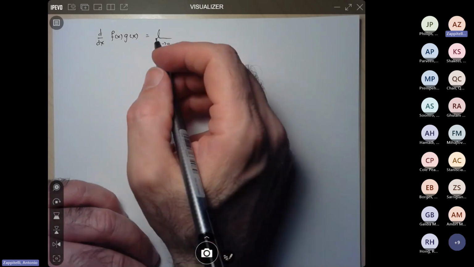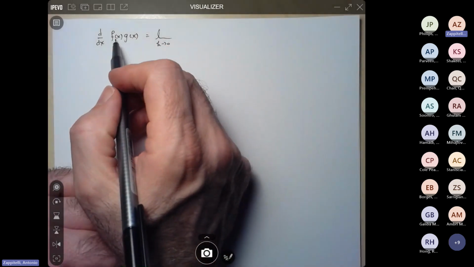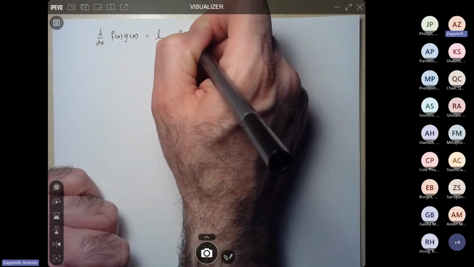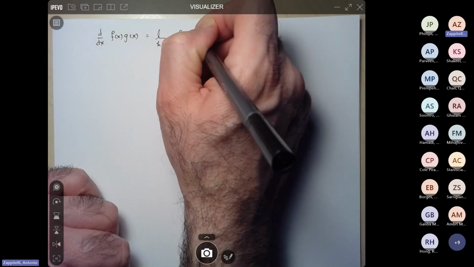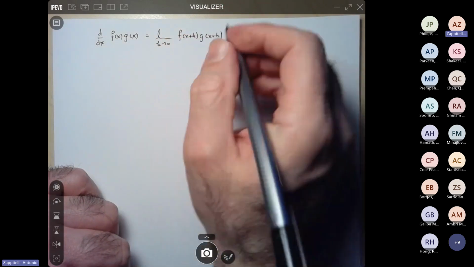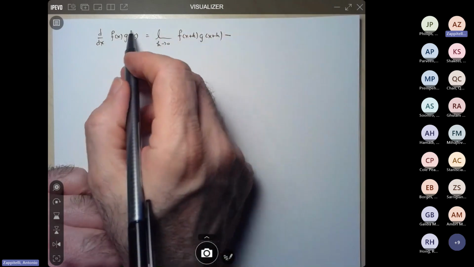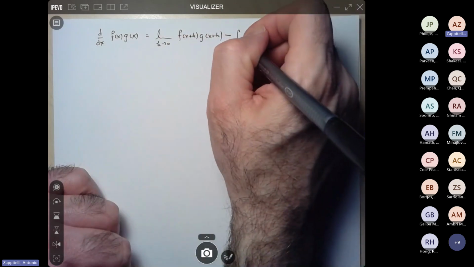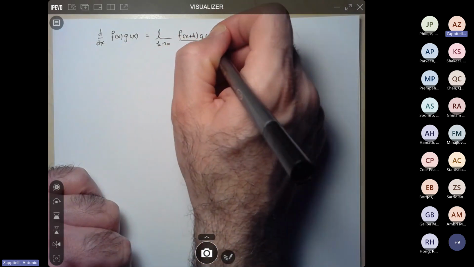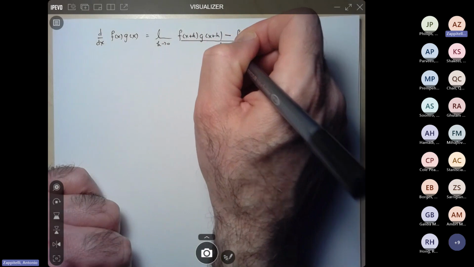So let's apply the derivative formula. So I need to evaluate this at x plus h. So I have f at x plus h times g at x plus h, so wherever I see an x, I replace it with x plus h, and then minus the function evaluated at x, so just f at x, g of x, all over h.